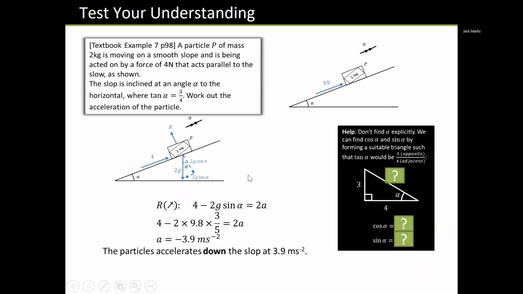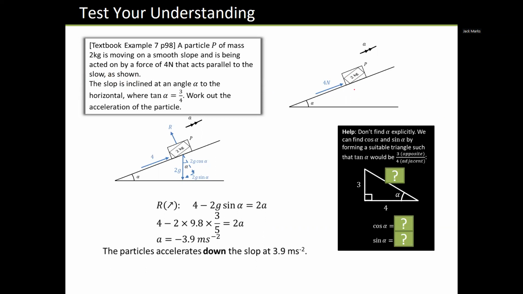Another question. So let's take a look. I think we've revealed some of this, so let's just explain what's going on. So a particle P of mass 2 kilograms is moving on a smooth slope and is being acted on by a force of 4 newtons that is parallel to the slope, as shown.